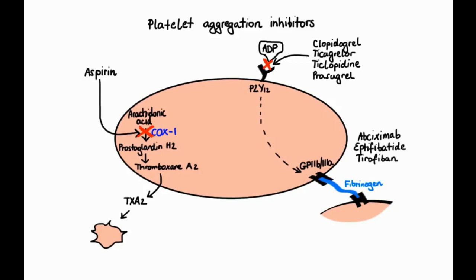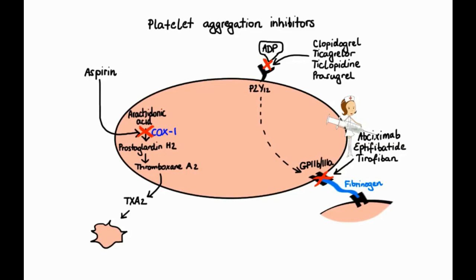And next we have abciximab, eptifibatide, and tirofiban. These drugs function by inhibiting platelet aggregation by binding to the glycoprotein 2B and 3A receptors, thus preventing fibrinogen from binding to the platelets, making them unable to cross-link with each other.